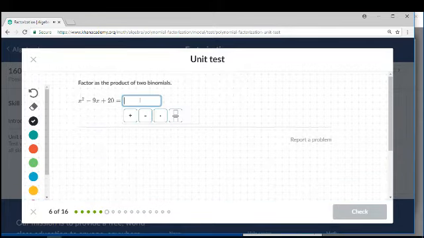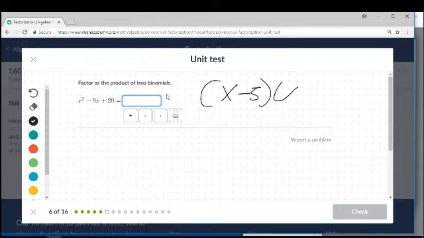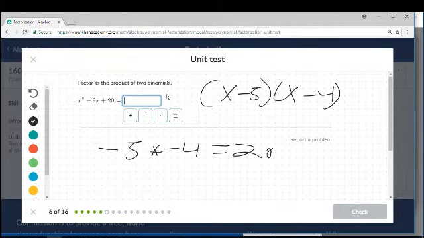All right, so this can be written as just x minus 5 and x minus 4. Negative 5 times negative 4 is positive 20, and negative 5 plus negative 4 is equal to negative 9.